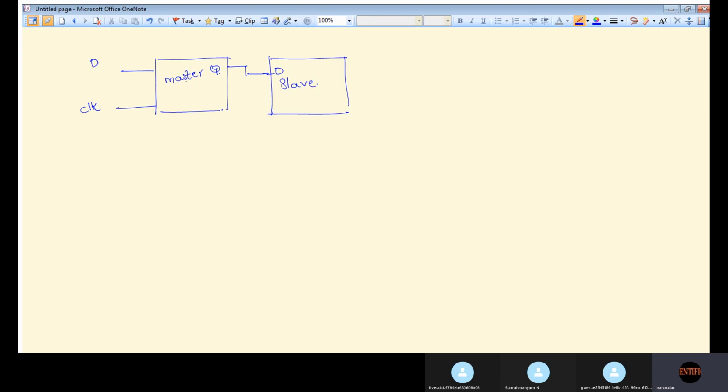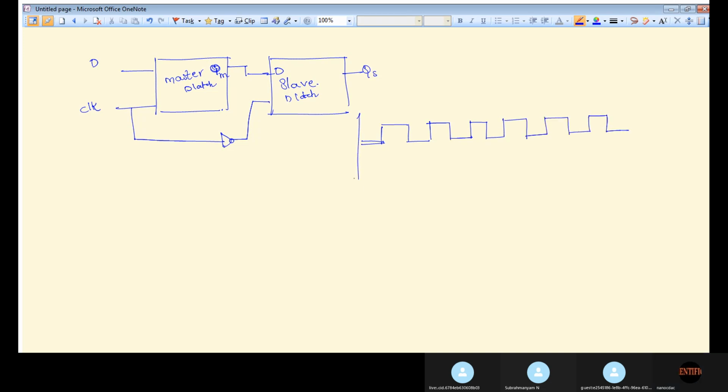So this is a D latch and this is one more D latch. The clock you are giving, the inverted clock you are feeding to this D latch, and this is Q, Q master, Q slave. So what I am doing is taking the clock signal. So this is the clock signal, and this is the positive edge of the clock.